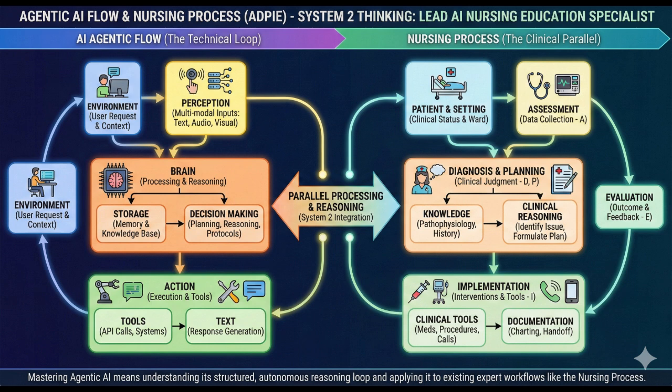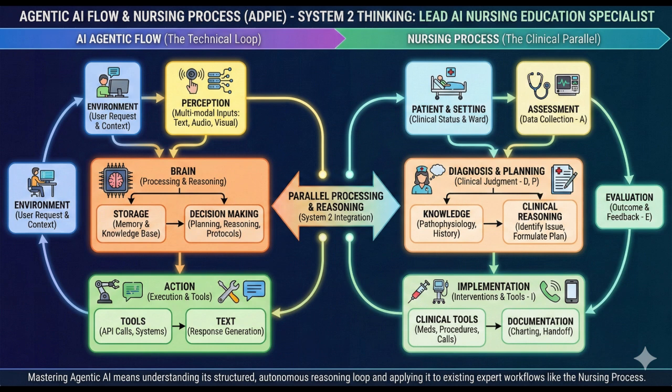Step 4. Doing the work. AI Agentic Flow. Action, execution, and tools. Explanation: The AI doesn't just talk, it acts. It uses digital tools to make changes in the real world, then reports back. Example: The AI uses a booking system API to actually buy the flight, tool, and then types a message saying, "Your flight is booked," text.